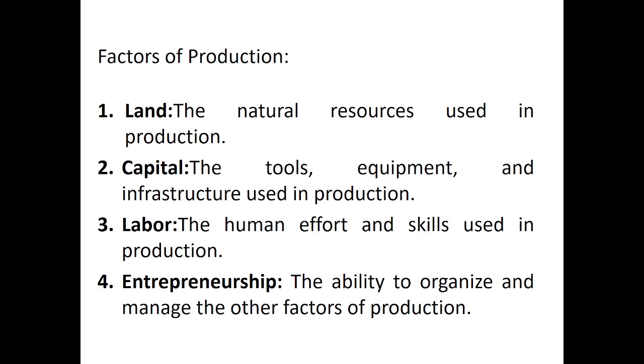Number two is capital. What is capital? The tools, equipment, and infrastructure used in production. What are tools? The machineries. Tools means the machineries, the equipment, the utilization of the machineries, and infrastructure: proper designing of equipment, properly being shifted, properly being placed, properly being used. These all are called the infrastructure in production.